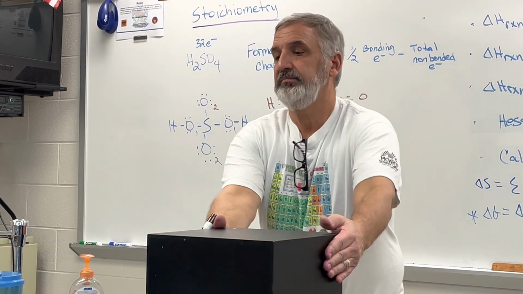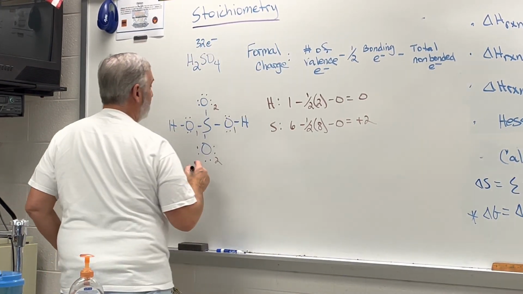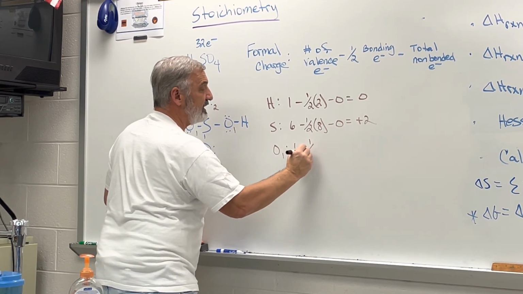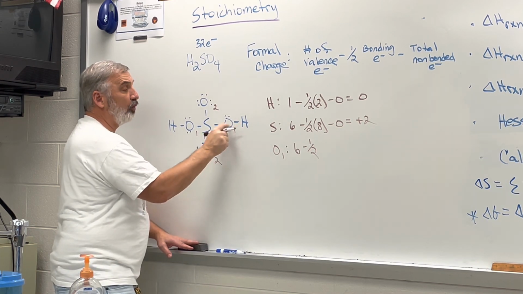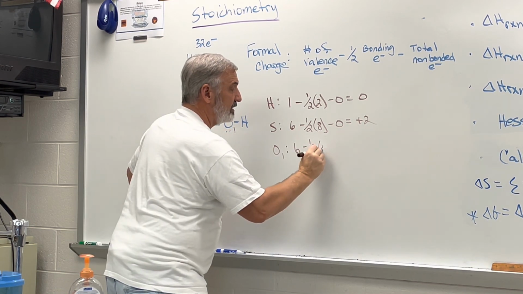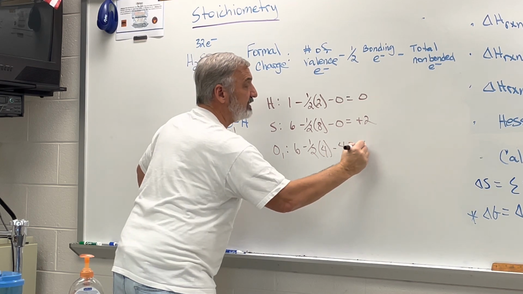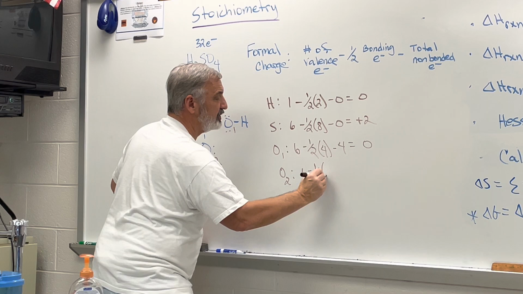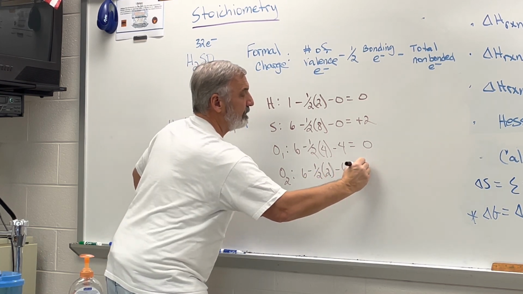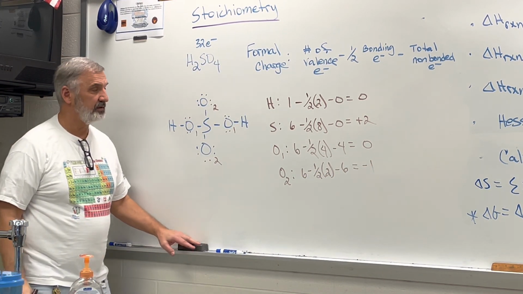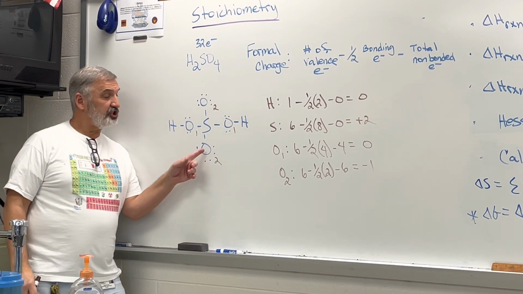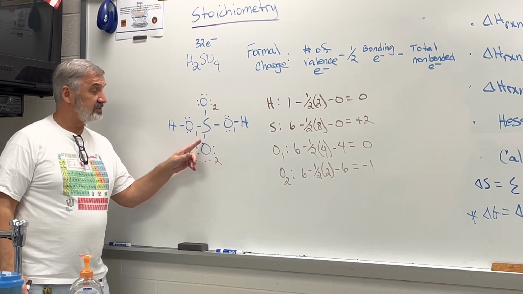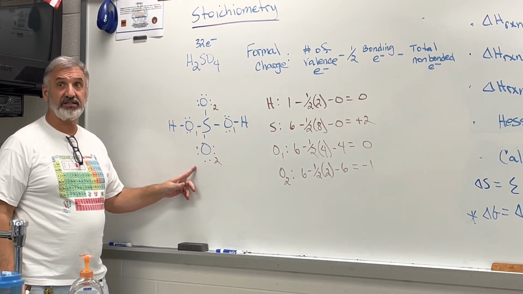Okay? Then we can do oxygen 1. Oxygen 1 has 6 minus 1/2 of 4, minus 4 is equal to 0. Well, we like that. But oxygen 2 is 6 minus 1/2 of 2 minus 6 is equal to minus 1. Okay, oxygen 2, 6 minus 1/2 of 2 minus 6.